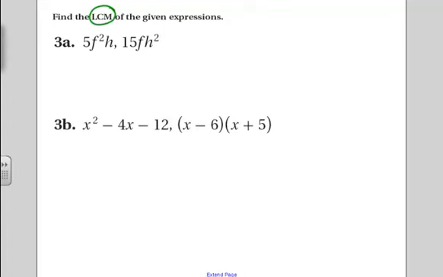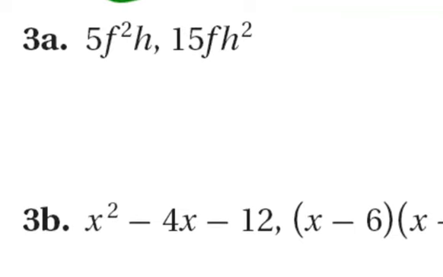But we're going to pretend that these are our denominators, and we need to figure out the lowest common denominator between them. So for the first one, 3a, we have 5f squared h, and then 15f h squared. So we need something that everybody can go into. So let's just look at our numbers, 5 and 15. What's the smallest number that both of them can go into? Well, 15 can't go into 5, but 5 can go into 15. So 15 has to be part of our answer.